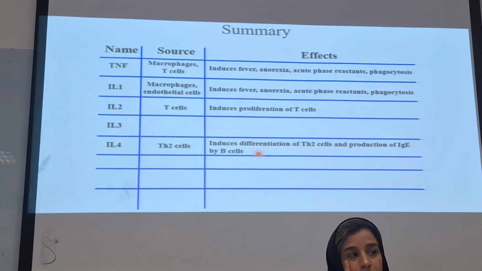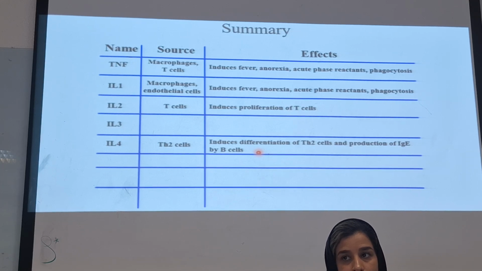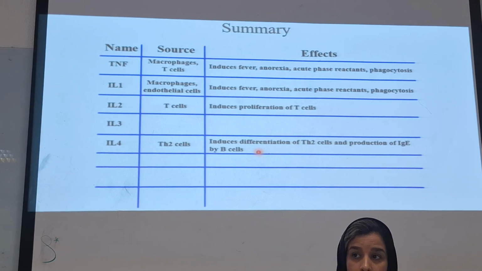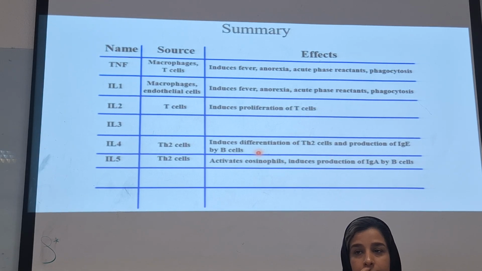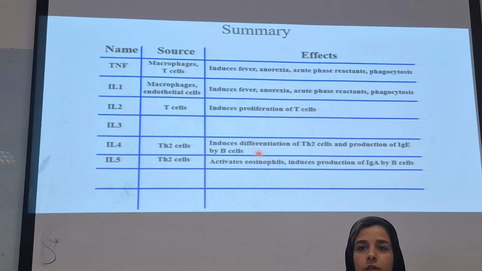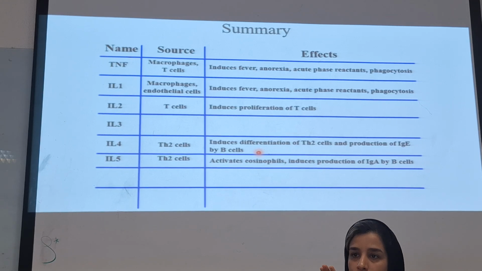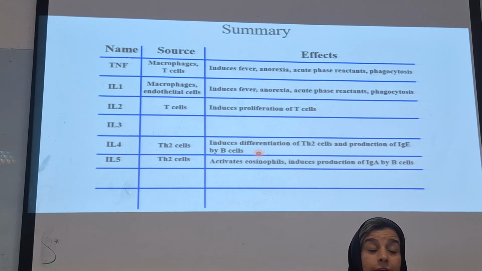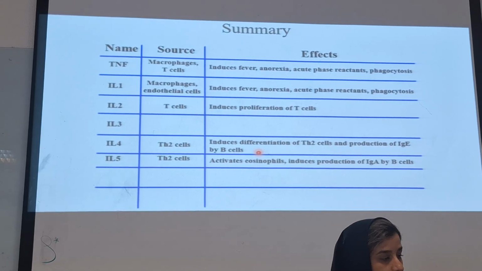And what about its effect? Makes TH2, interleukin 5. B cells, yes, and produce IgE. Okay. Interleukin 5 makes B cells make IgA. Okay, activate B cells and produce plasma cells, and which type of IgA? IgA. I told you IgA is very important for respiratory infections.